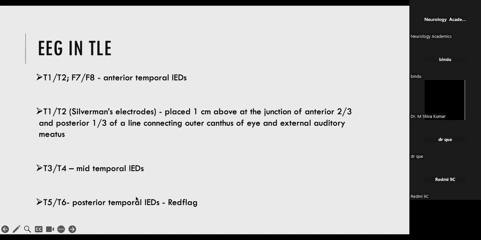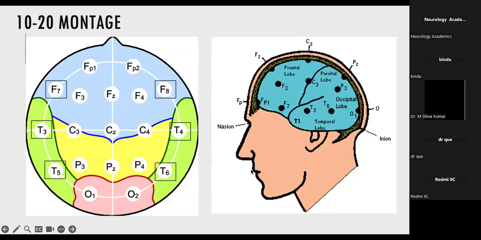And T1, T2, also known as Silverman's electrodes, are placed 1 centimeter above the line drawn from the lateral canthus to the external auditory meatus, 1 centimeter above at the junction of the anterior 2/3 and posterior 1/3.